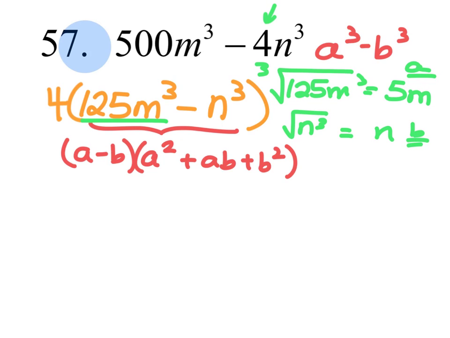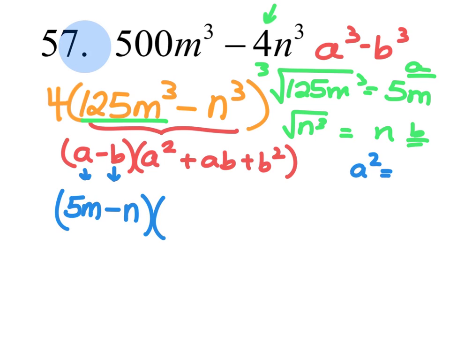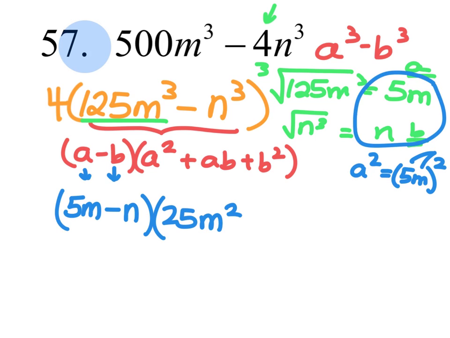Now we just plug and we chug. So a is 5m, b is n. So I have 5m minus n. Now, a squared, I'm just going to do this on the side, is 5m squared. So we square the 5 and the m, which is 25m squared. Now we multiply my two terms together. So that's 5mn, and then b squared. So b squared is just n squared. And I'm done.